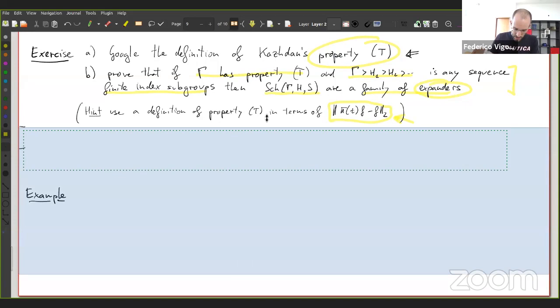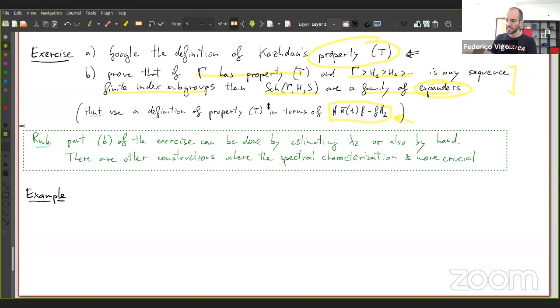Okay. One small remark is that part B of the exercise, showing that Kazhdan property T implies expanders, can also be done directly without actually looking at the spectrum. Without estimating the second largest eigenvalue, you can just use Kazhdan property T by hand to estimate the vertex Cheeger constant. But there are other instances where you do need to study the second largest eigenvalue. Plus, all that we've been talking about so far is a useful perspective. Expander graphs are better worked with from many different perspectives at the same time. So the more things you have in your toolbox, the better.